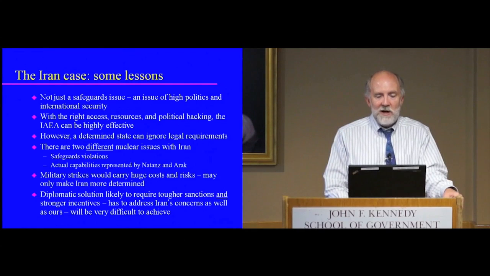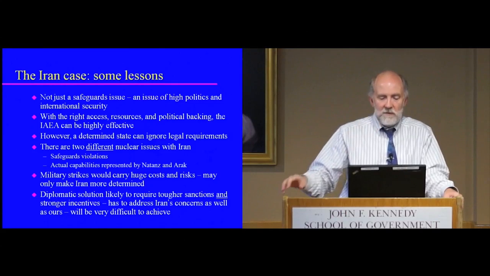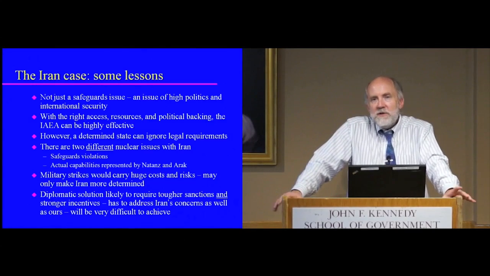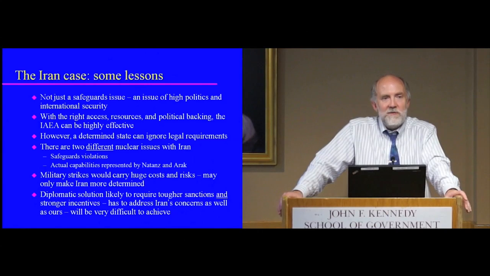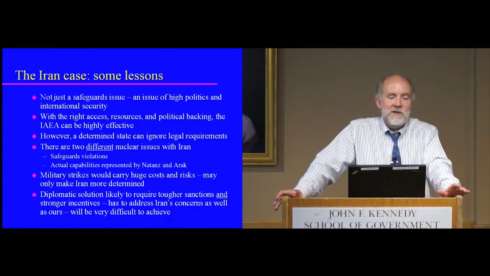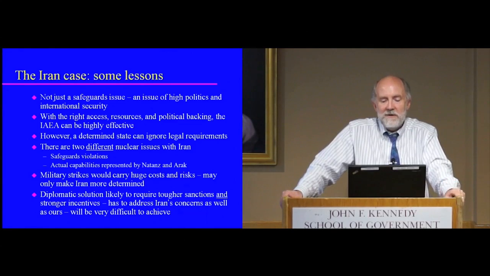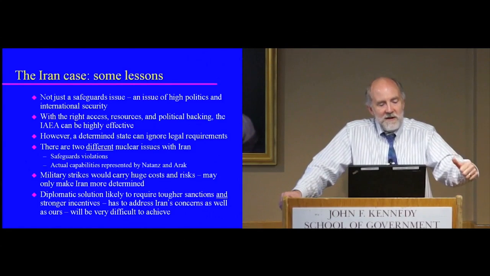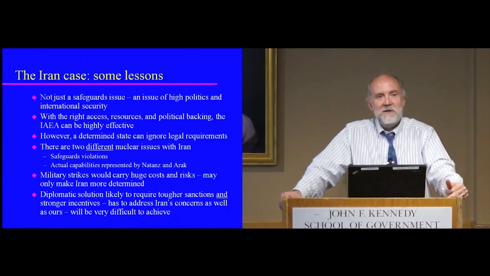I've been going on for quite a while now, so I'll try to race through some of the rest of this material. So there's some lessons from the Iran case. First of all, these issues are not just safeguards issues. They're issues of high politics and international security. Secondly, if the IAEA gets the right access, the right resources, and the right political backing, it can be highly effective. Hans Blix, when he was head of the IAEA, used to say, I can do my job if you give me access to three things: information, locations, and the Security Council.